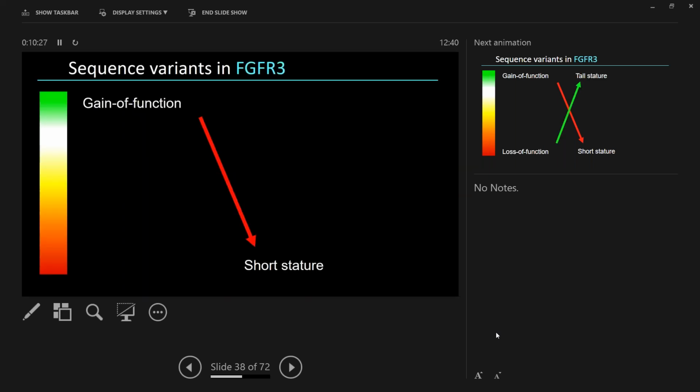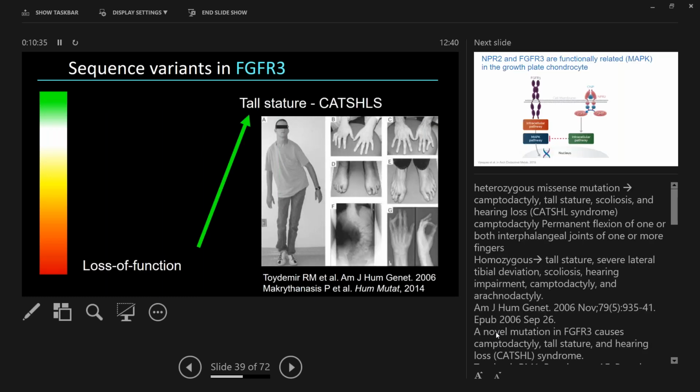Okay, so if gain of function mutations give short stature, you say, hey, maybe loss of function mutation causes tall stature. And that is exactly what it does. It causes the CATSHL syndrome, and you just have to love that acronym. Very useful, but it stands for camptodactyly, so those are the crooked fingers, tall stature, and hearing loss syndrome.